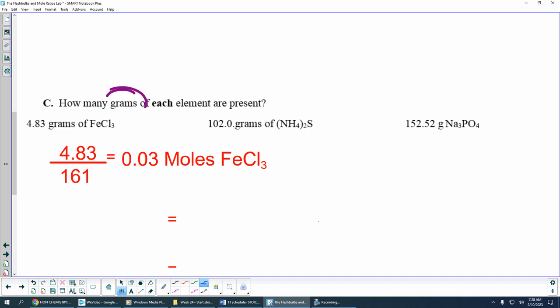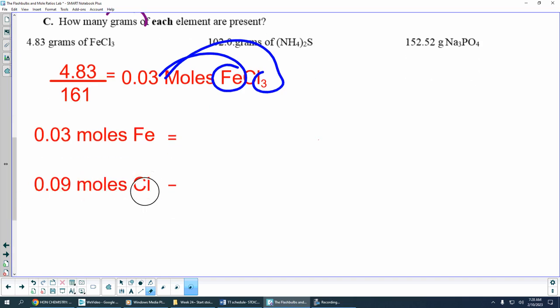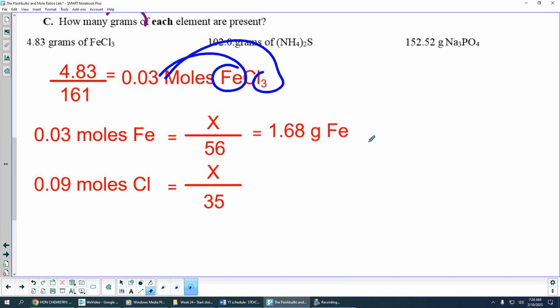Now, first step is get it into moles. Now, we're feeling like we were on the front side. If I want to know how many moles of iron come out of that, I'm going to multiply it by 1 for iron. I'm going to multiply it by 3 for my chlorine. Okay. Now, I know how many moles of each substance I have, but it asks for grams of each substance. So what I'm going to do is I'm going to do moles equal mass over the formula weight of 1 iron, and mass over the formula weight of 1 chlorine. I'm looking for mass, so in order to solve for x, I'm just going to multiply 0.03 by 56. When I multiply that together, I get 1.68 grams of iron.